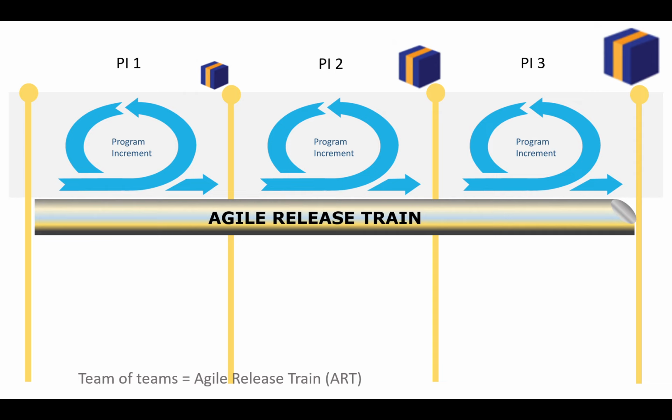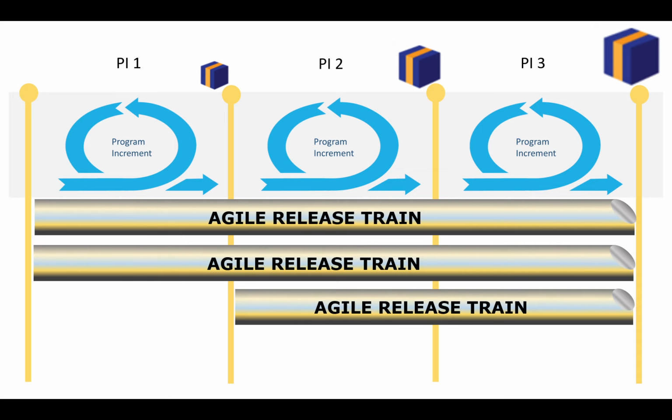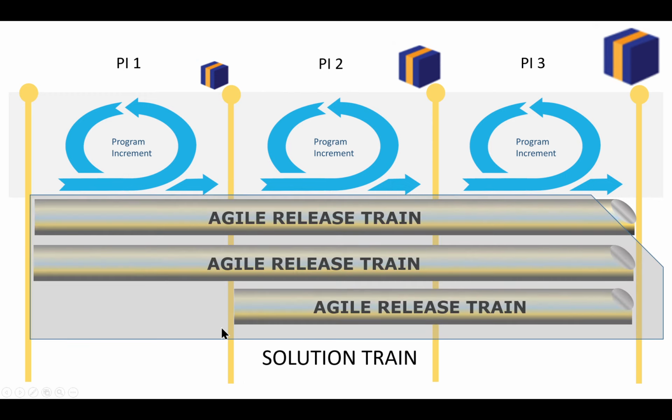Now, if we have more than 12 teams, we should distribute them across multiple Agile Release Trains. And new Agile Release Trains can be added or planned to start in sync with new program increments. And as we scale, we coordinate multiple Agile Release Trains and even non-Agile delivery, such as suppliers, through the concept of a Solution Train. So this is a simplified breakdown of how we can scale Scrum with SAFe.